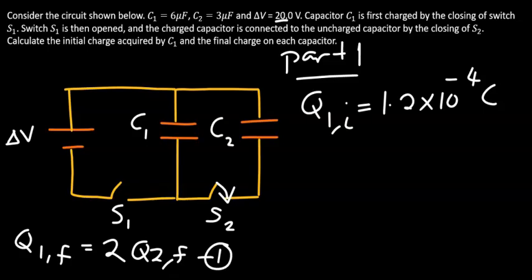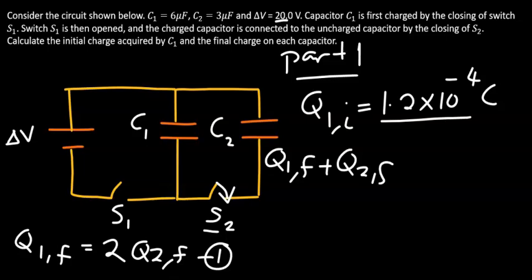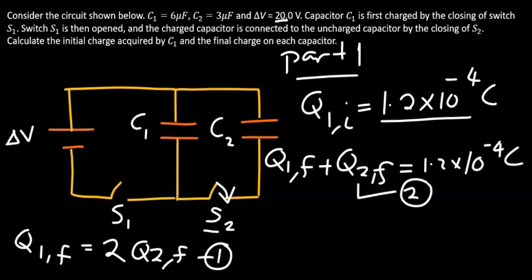We know that the initial charge acquired by C1 is that. So that charge should remain even after, namely after S2 is closed and S1 is opened. So that means Q1F plus Q2F, the sum of the final charges on each capacitor, must be the same as 1.2 times 10 to the power minus 4 coulomb. Let's call this equation 2.